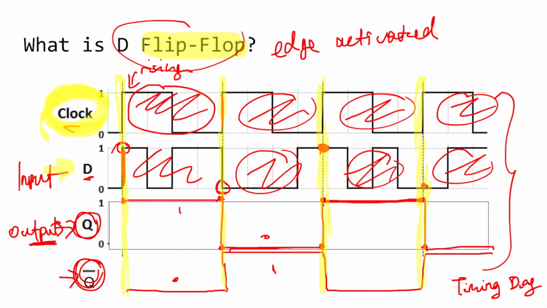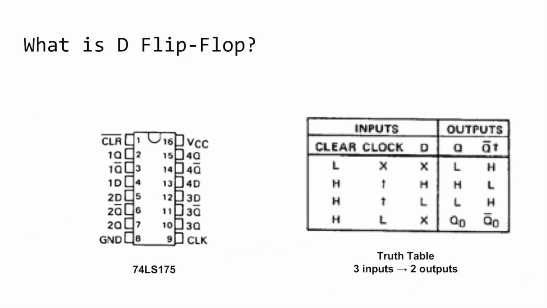Alright, so for D flip-flop, we actually have two inputs. One is the clock and one is D. And for the output, we have Q and Q bar. Q is dependent on D at the rising edge. Okay, at the rising edge. And Q bar is just the invert of Q. Alright, so by now I hope that you understand what the D flip-flop is doing. So let's move on.